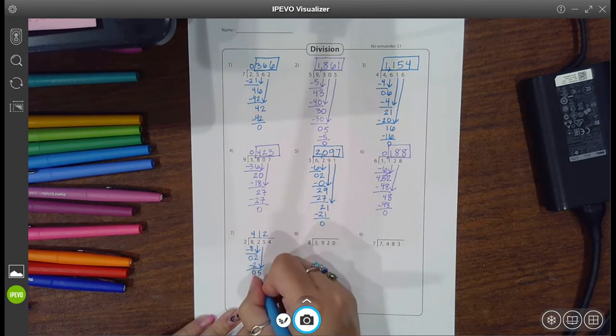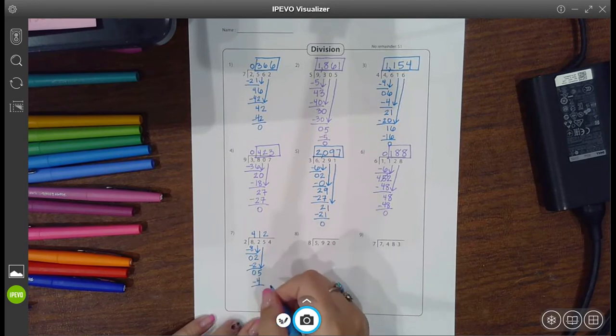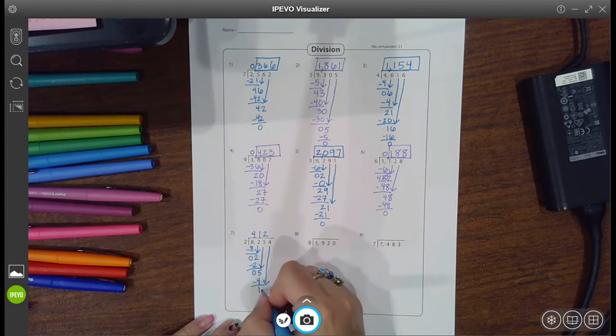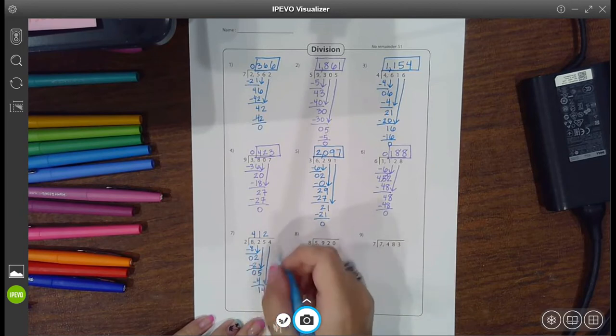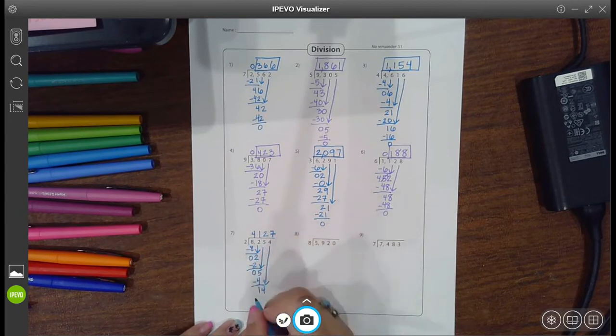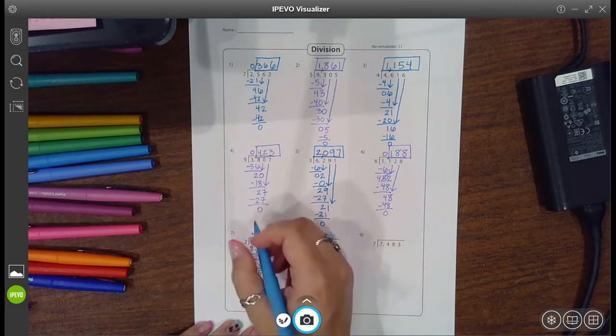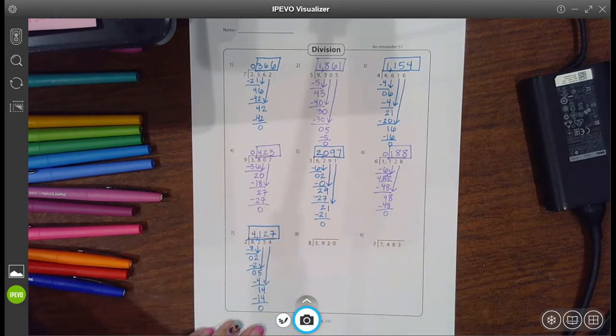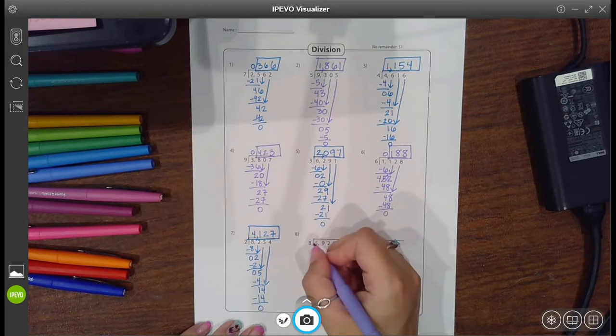2 times 2 is 4. Subtract that, you get 1. Bring down your next number of 4. And 2 goes into 14 7 times. 2 times 7 is 14. Subtract that, you get 0. So your final answer is 4,127.